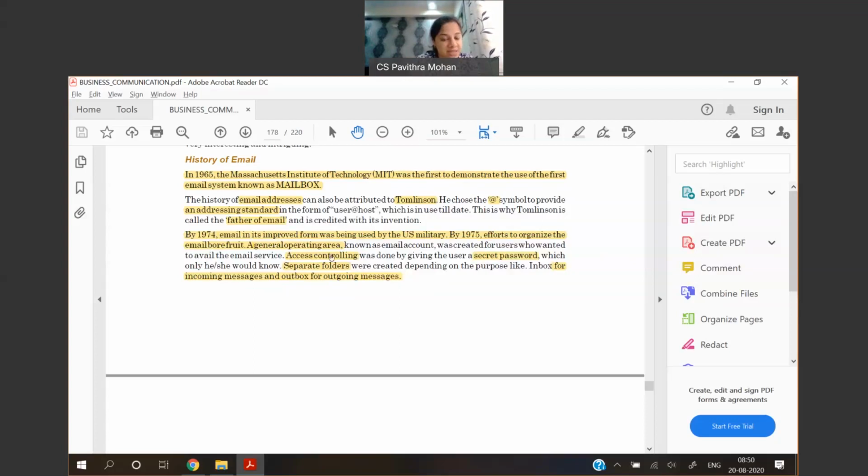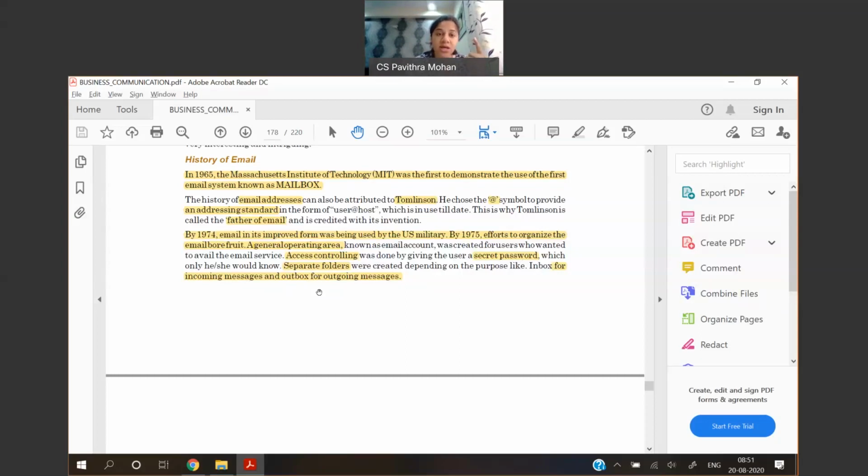They had access controlling, so everybody didn't have access, only few people had access. So how was access being provided? It was provided with the help of a secret password, and here they created separate folders. That is, folders for incoming messages and folders for outgoing messages. So basically, they gave access control to only few people, and they could access it with the help of secret passwords. Then they also came up with the concept saying that we will have two folders.